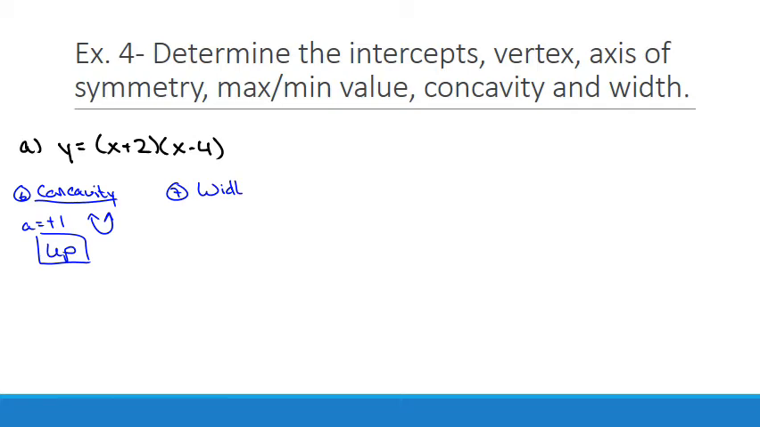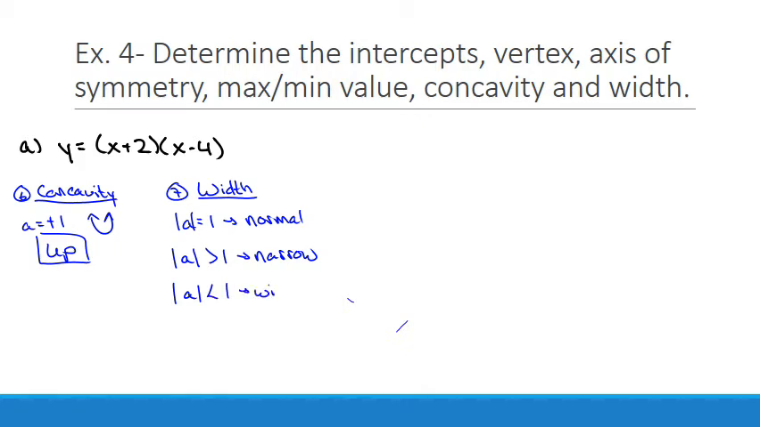The seventh thing is the width. I'm not sure if we discussed this before, so I should tell you some stuff here. The width has to do with the a value again. If the absolute value of a is equal to 1, and absolute value is just the positive version of the number, then we say it is normal width. If the absolute value of a is larger than 1, it is narrow. And if the absolute value of a is less than 1, it is wide.